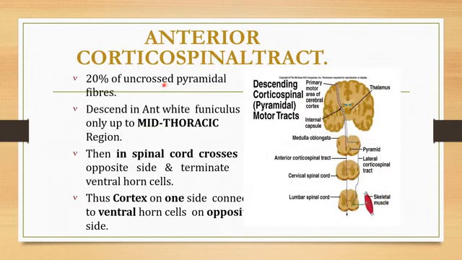The anterior corticospinal tract constitutes 20% of the uncrossed fibers, and they descend in the anterior white funiculus only up to the mid-thoracic region. Then in the spinal cord they cross to the opposite side and terminate on the ventral horn cells. So the cortex on one side is connected to the ventral horn cells on the opposite side.